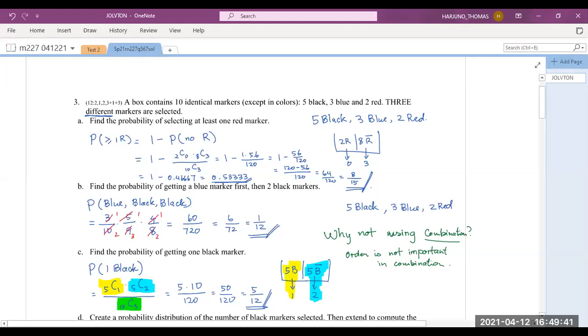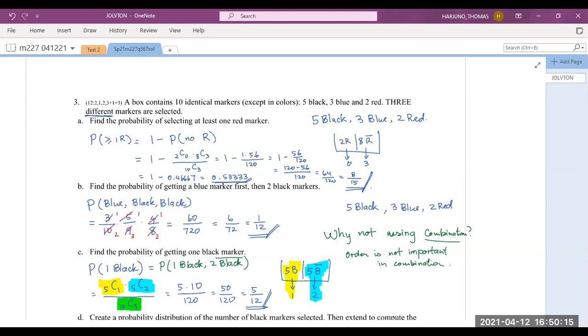Maybe I emphasize it this way. To say that we select 1 black also implies we get 1 black and 2 not black. Right? So from the group of 5 black markers, you select 1 of them. From the group of not black, you select 2 of them. That's the number of ways to get 1 black.